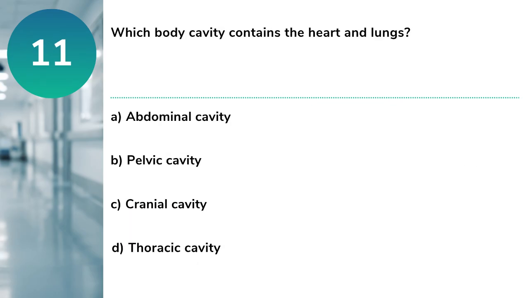Question 11. Which body cavity contains the heart and lungs? A. Abdominal cavity. B. Pelvic cavity. C. Cranial cavity. D. Thoracic cavity.